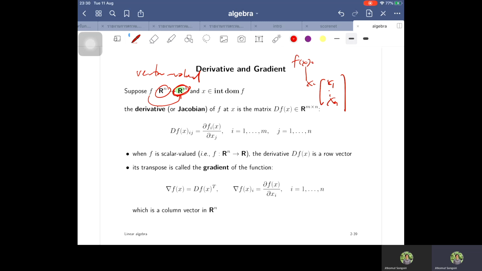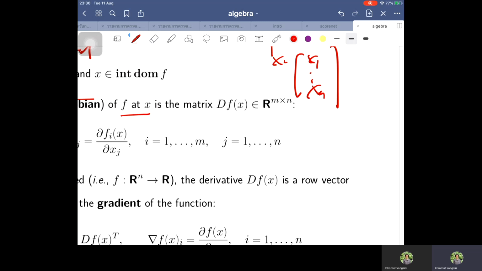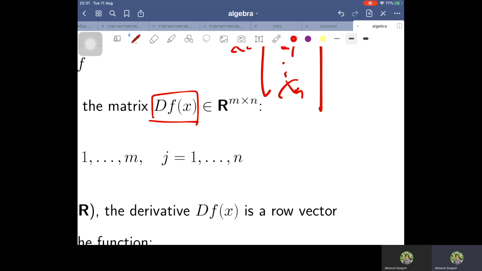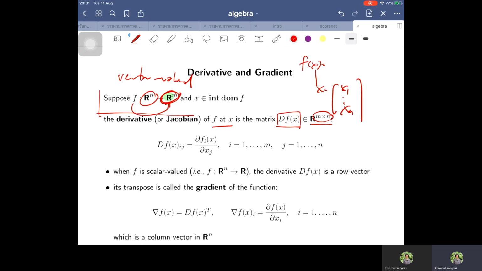With that assumption, the derivative, or the Jacobian matrix of f at x, denoted by this notation, is a matrix of m by n, where the ij entry of the Jacobian matrix is the ith component of f, taking the partial derivative with respect to xj.